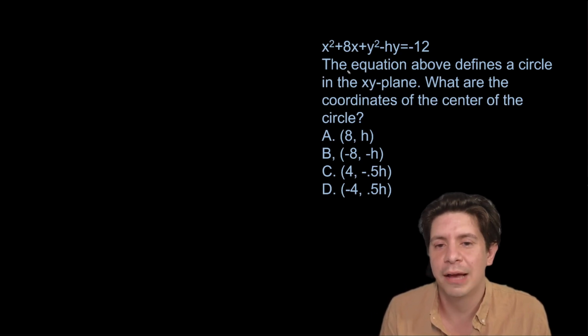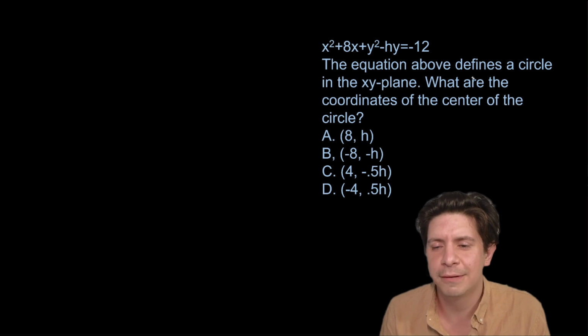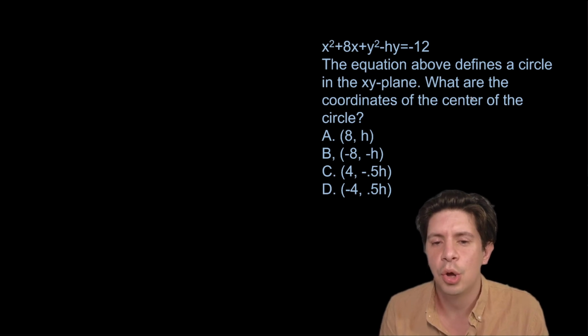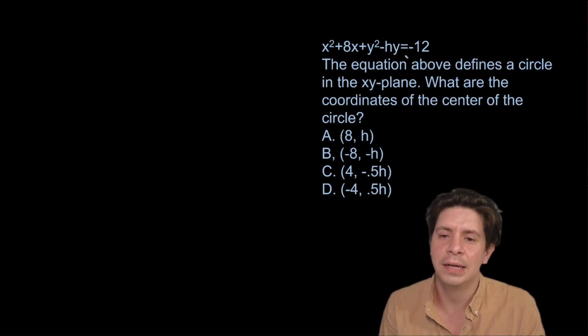So first up, we have a circle question. The equation above defines a circle in the xy plane. What are the coordinates of the center of the circle? We have x squared plus 8x plus y squared minus hy equals negative 12.